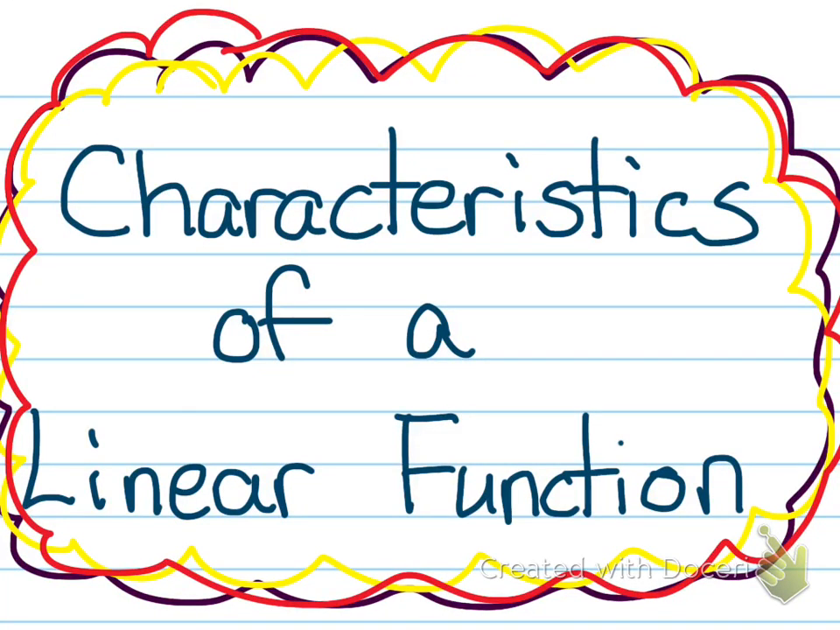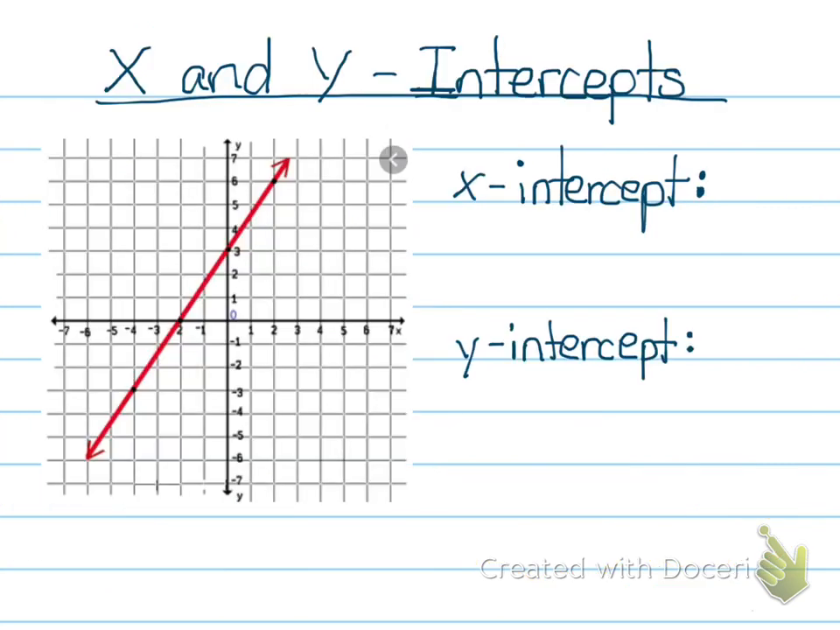Hello, everybody. Now I'm going to teach you guys how to find the characteristics of a linear function. All right, the first two characteristics we're going to focus on are the x and y intercepts. Now, to find the x-intercept, the first thing you're going to do is look at that x-axis and see where the line crosses the x-axis. As you can see, it crosses it right here at this point. The ordered pair of that point is -2, 0. So that is my x-intercept.